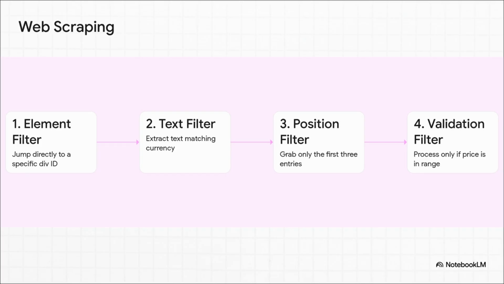And web scraping, oh man, this is where filtering is an absolute lifesaver. Trying to scrape a whole web page is a recipe for disaster. But with filters, you use surgical precision. You tell your script to jump directly to one specific element on the page. Then extract only the text that looks like a price. Then maybe only grab the first 3 prices you find. And for a final check, only process them if they're in a realistic price range. That's how you get clean, reliable data.